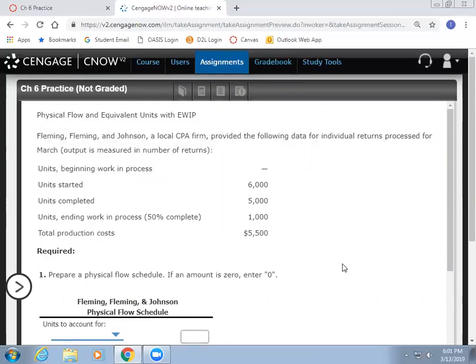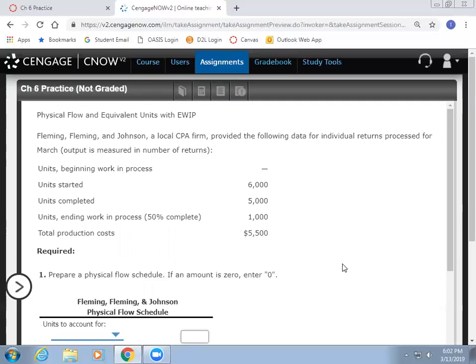So Fleming and Johnson, a local CPA firm, provided the following data for returns processed for March. So beginning, there was no work in process. We'll kind of baby step into having work in process. We started 6,000 in the period, completed 5,000. So 1,000 are in the ending work in process, and those are 50% complete. So they're always going to tell you how complete they are. So there's our total production costs too.